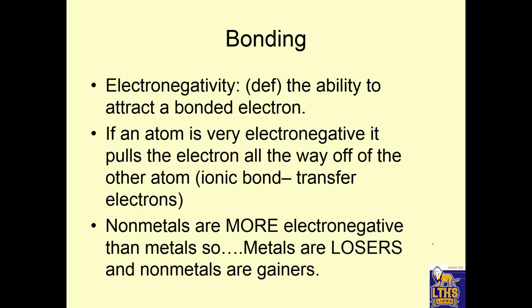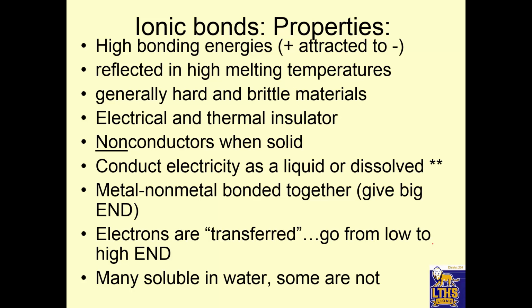You'll appreciate learning that. Okay, so bonding. One of the things that drives chemical bonding, we believe, is electronegativity differences of atoms, and so attracting bonded electrons. So if there's a very electronegative atom, it pulls the electrons all the way off another atom, and there's a transfer of electrons. So this is the kind of bonding we haven't really talked about properties for yet. Nonmetals are more electronegative than metals. So when these two kinds of elements interact, the metals lose their outer electrons and the nonmetals gain outer electrons.